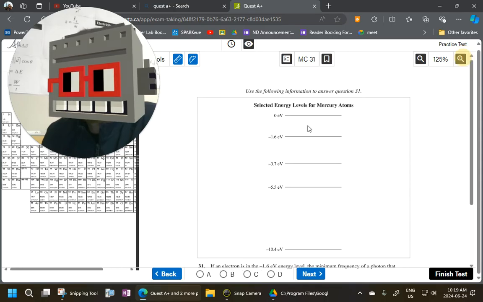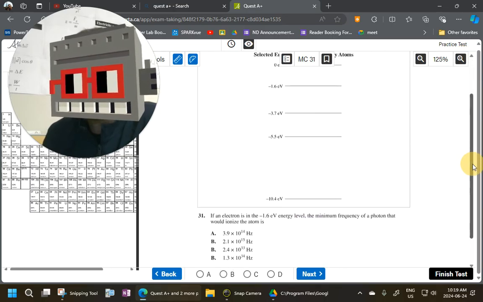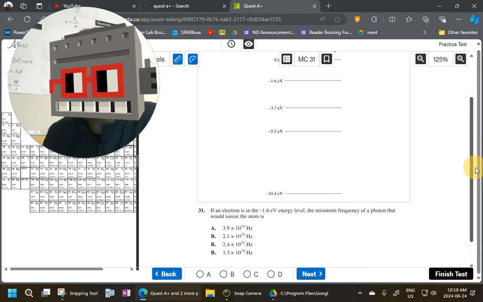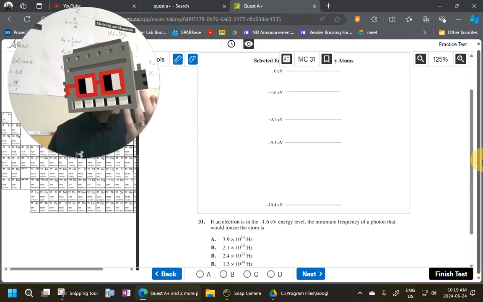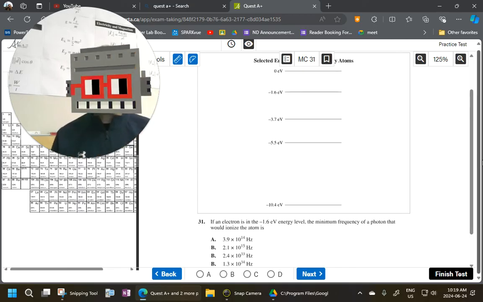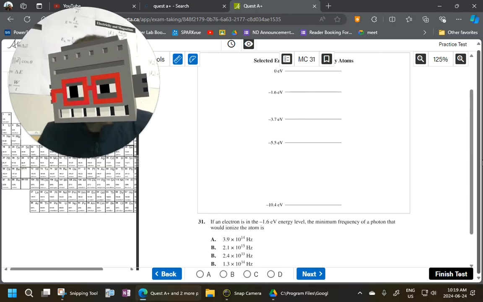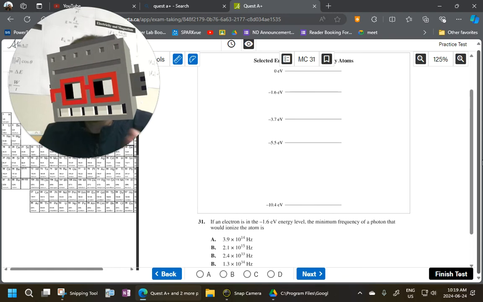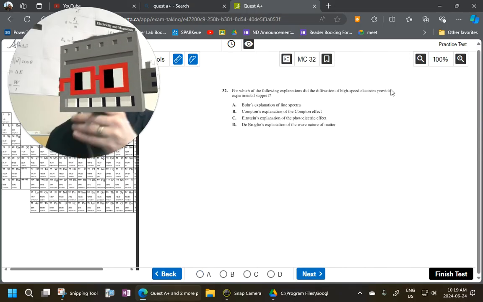So we want to ionize an atom. If it exists in the 1.6 level, what's the minimum frequency that ionizes? So just to get to the top, to get to 0, I just require 1.6 electron volts. So I'm just going to use the hf formula here. I'm going to use the electron volt version of h to solve this. And it's going to be the 3.9 at the top there. That's a pretty fast little question.